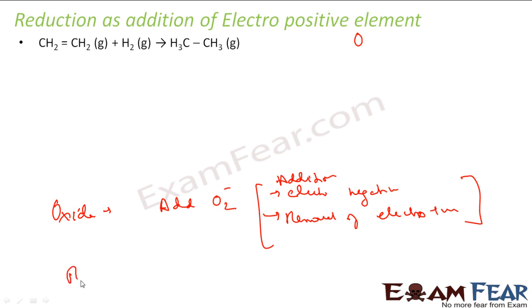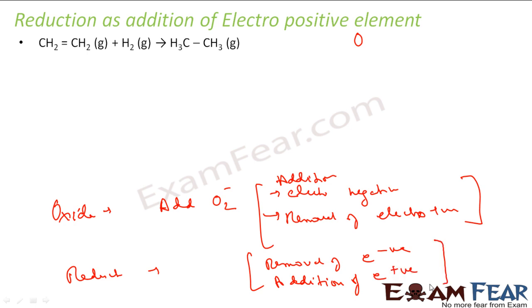This is my definition of oxidation. Similarly for reduction, just flip this. This is addition of electronegative, so it will be removal of electronegative. This is removal of electropositive, so this will be addition of electropositive, correct? So this one says reduction is addition of electropositive element.